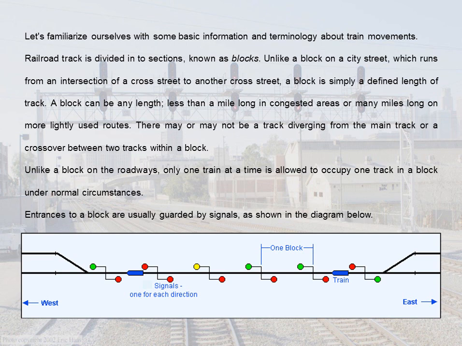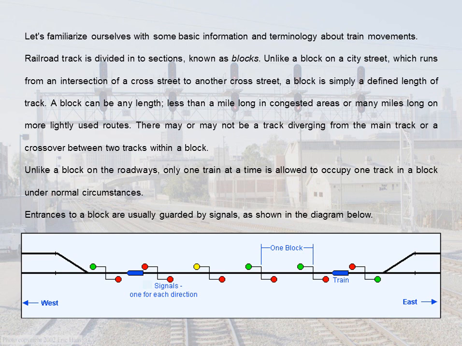Let's familiarize ourselves with some basic information and terminology about train movements. Railroad track is divided into sections known as blocks. Unlike a block on a city street, which runs from an intersection of a cross street to another cross street, a block is simply a defined length of track.